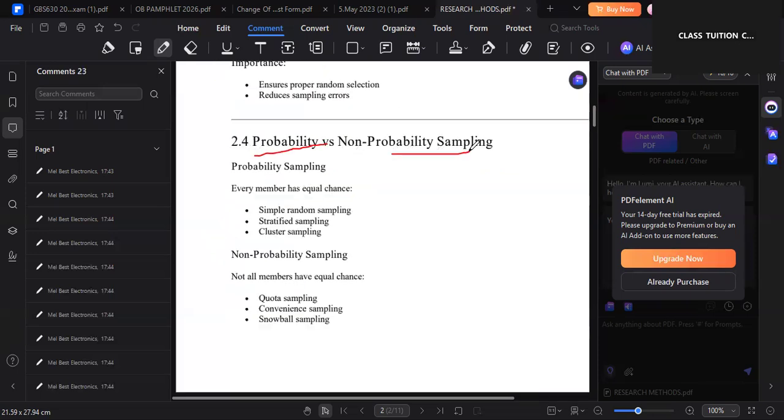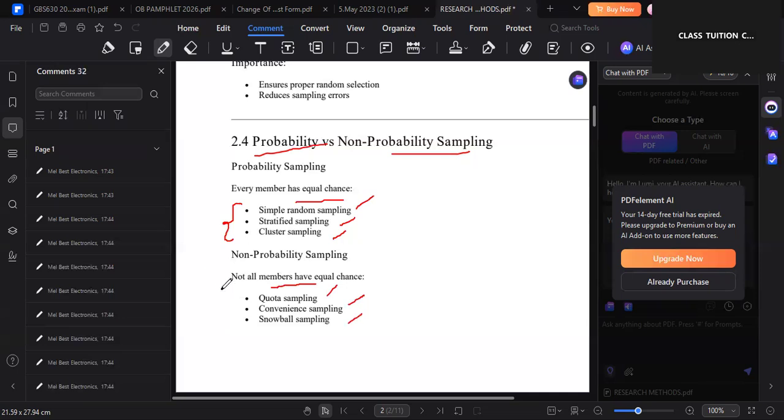I said there are two main groups of sampling: probability and non-probability sampling methods. What is the probability sampling method? This is where every member has an equal chance of being selected. Examples include simple random sampling, stratified sampling, and cluster sampling. With non-probability sampling methods, not all members have an equal chance. Examples may include quota sampling, convenience sampling, and snowball sampling.